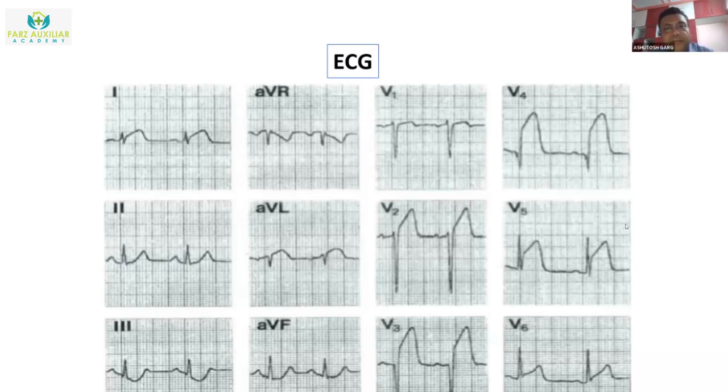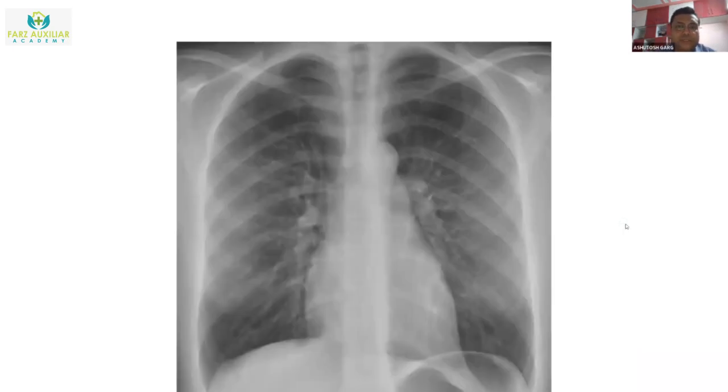So if you are suspecting any anterior wall MI, you should see the reciprocal changes in the inferior leads, second, third, and AVF. And if you are looking for inferior wall MI, then you should see the changes in the first, AVL or maybe V1 to V6, depending on the infarct area and culprit vessels. So this was the X-ray. Are there any changes?